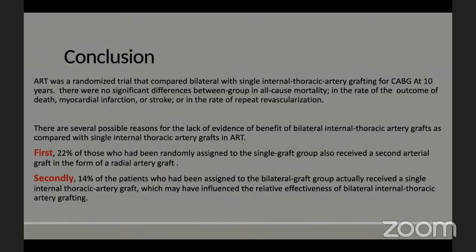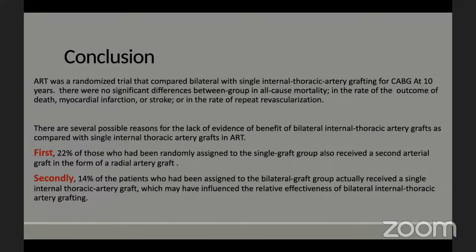So the conclusion: ART was a randomized trial that compared bilateral with single internal thoracic artery grafting for coronary artery grafting at 10 years. There were no significant differences between groups in all-cause mortality, in the rate of the outcome of death, myocardial infarction or stroke, or in the rate of repeat revascularization.